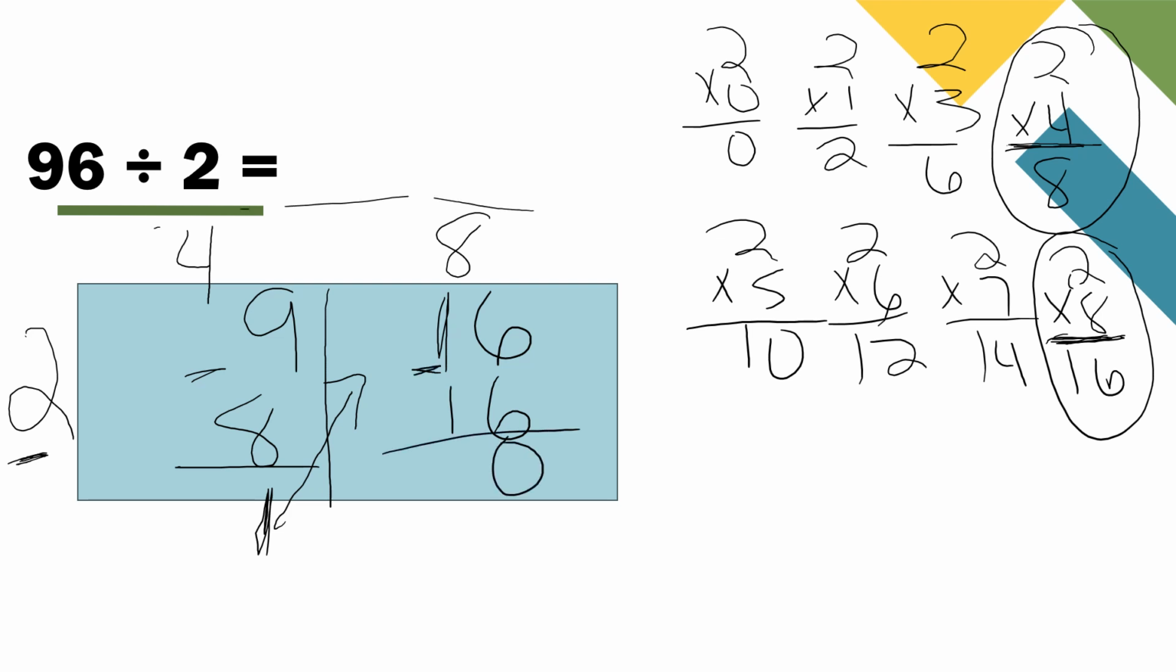Your answer is always on top of the box. So 96 divided by 2 is 48. And because my last box, when I subtracted, I got 0, so I do not have a remainder. Remainder means left over. So there was nothing left over after I got done subtracting. So 48 is your answer.